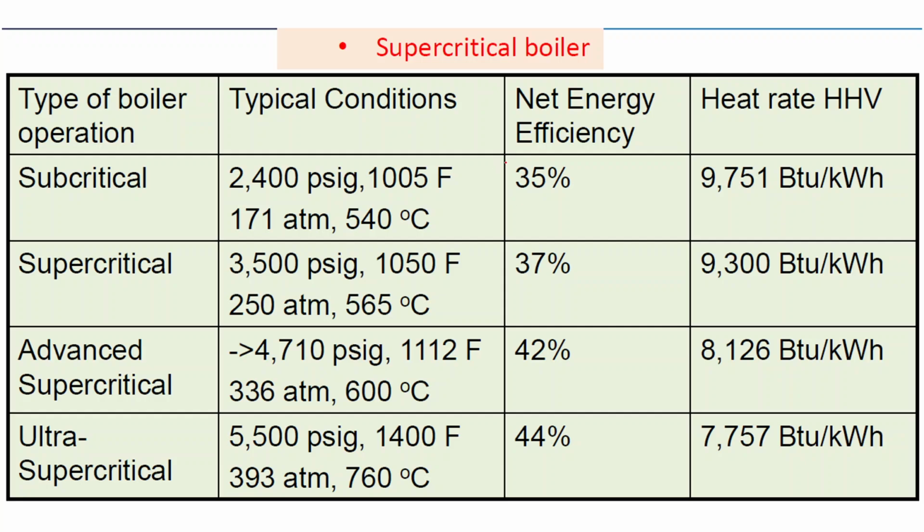And we can see here that due to the change in this, the efficiency is increased from 35 to 37. Moreover, again, if we increase the temperature and pressure in advanced critical, the efficiency again increases, and likewise in the ultra supercritical also. So we can see here the trend that if we increase the pressure and temperature, then the net energy efficiency also increases. But this is actually till now not practiced. For now, only subcritical condition is practiced in various industries. So we are currently in the state of switching from subcritical to supercritical.